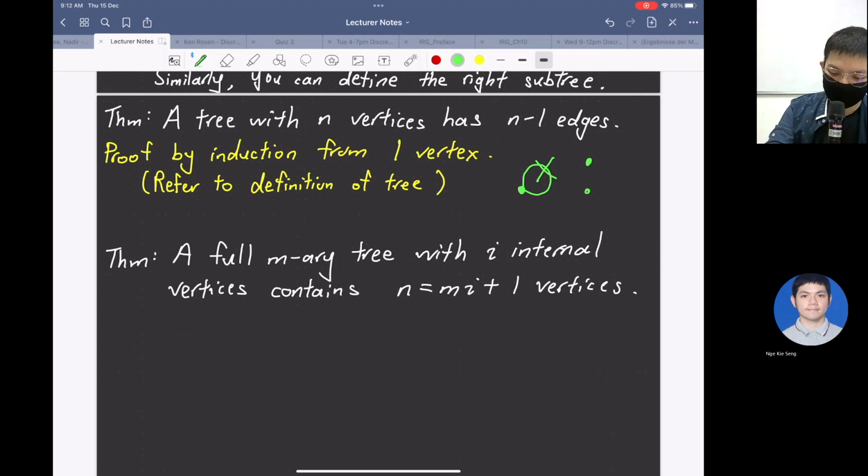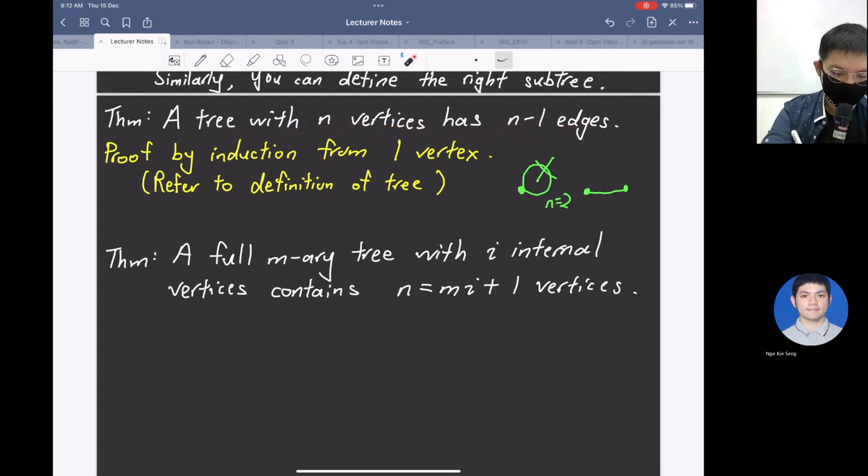How about 2 vertexes? How many edges can you have? One, to connect them, because they need to be connected. If more than 1, then you will have loops or simple circuits, or not a simple graph. And then you can show by induction that you always have n minus 1 edges.